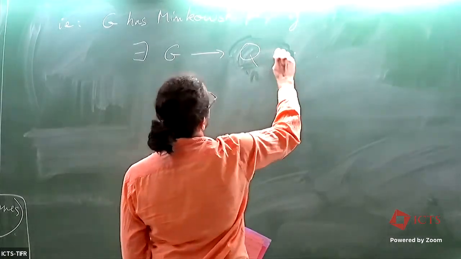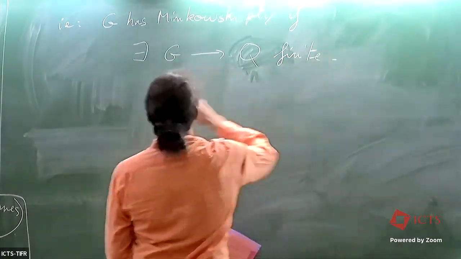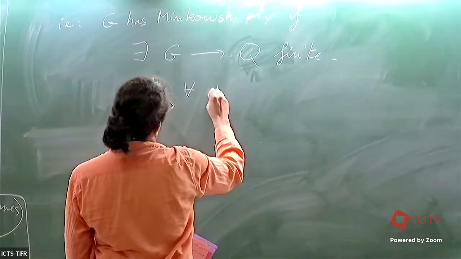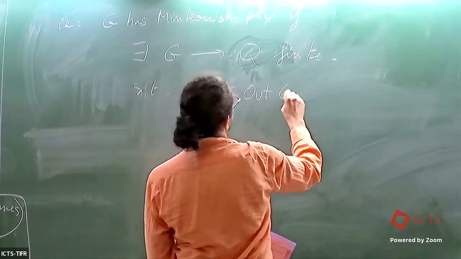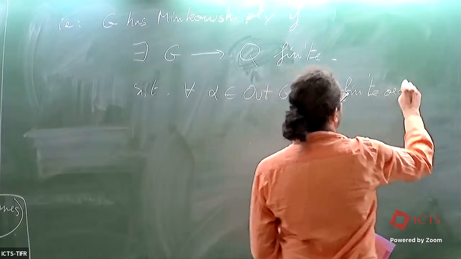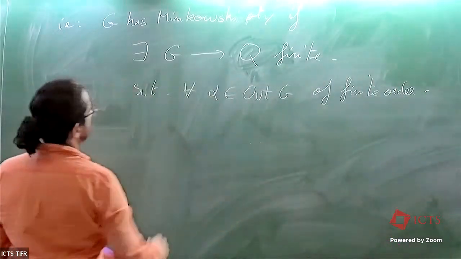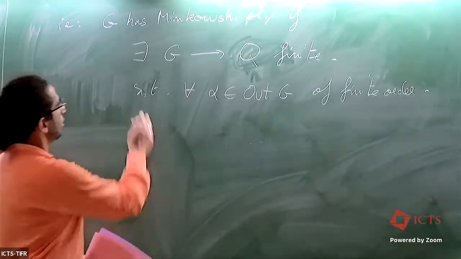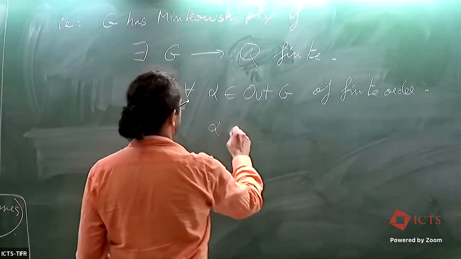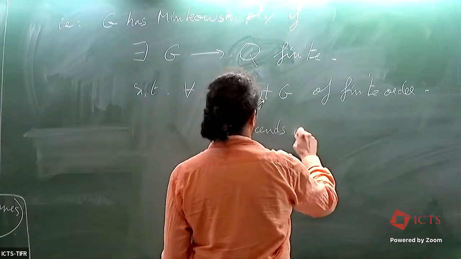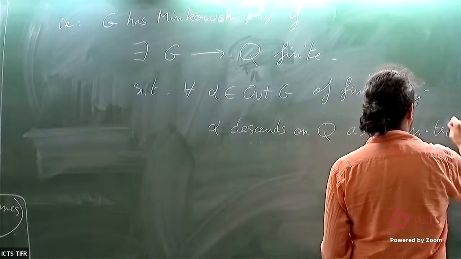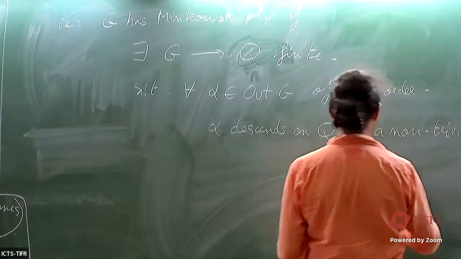What do you call that? Q finite, such that for all alpha in Out(G) of finite order, well, first, alpha defines an automorphism of Q. And second, it's non-trivial.